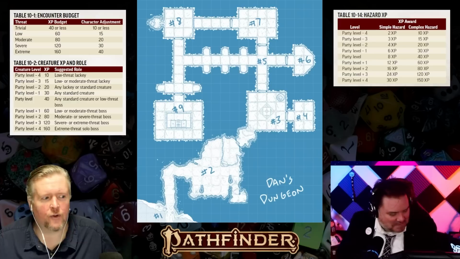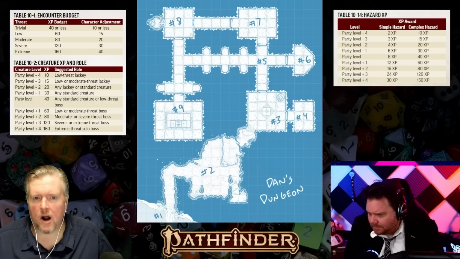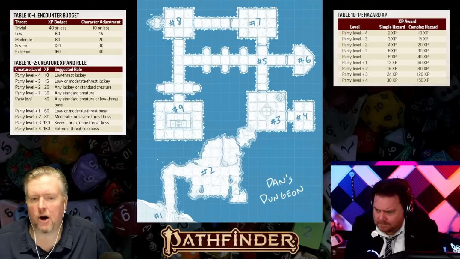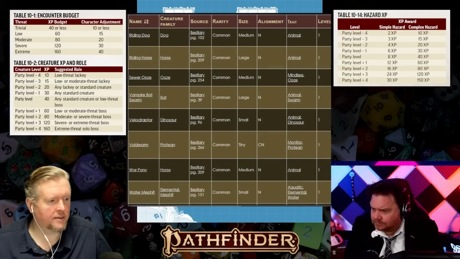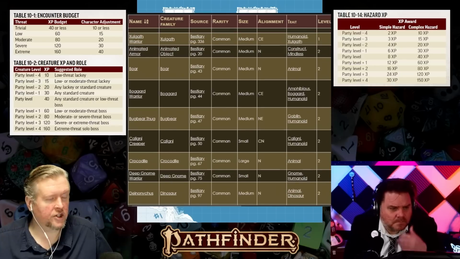So, okay. If we're doing just one creature, we probably want it to be 60 XP in total. So this may be one of the harder individual creatures they fight. So it's got to be party level plus one. I'm going to go back to the encounter tables here, and go down to try and find a level two creature that's going to fit the bill.